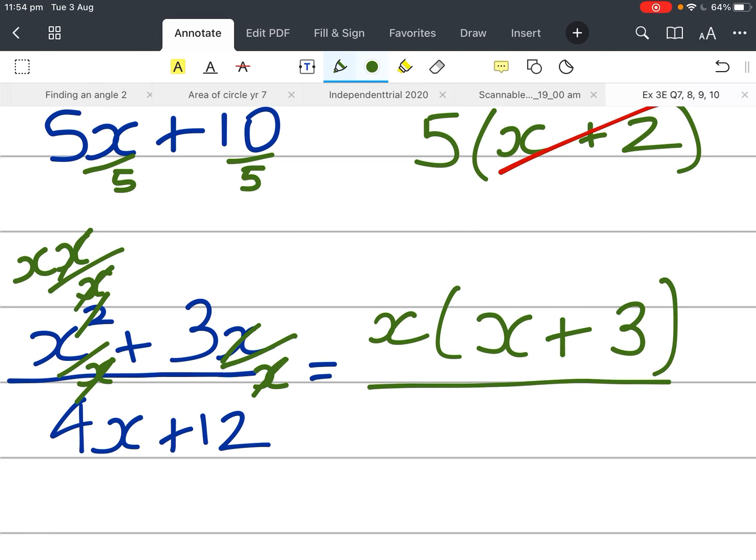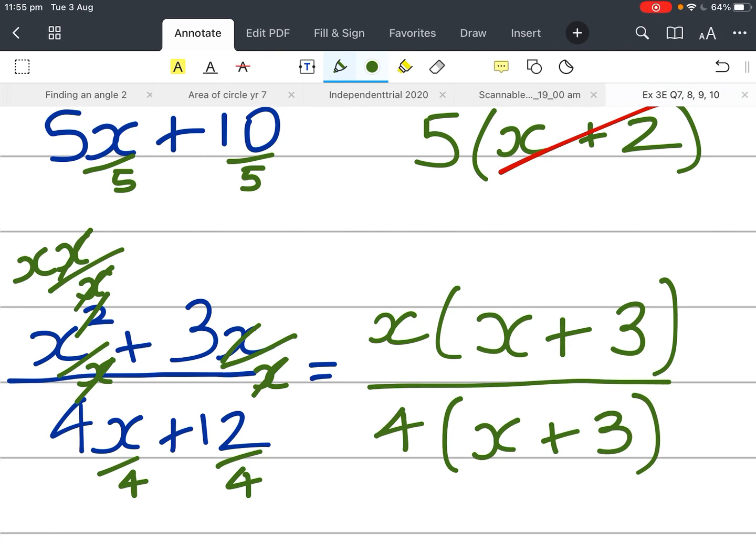Let's factorise the bottom one. 4x plus 12. What goes into 4 and 12? Well, does the smaller number 4 go into 12? Yep, sure does. So let's put down 4. And let's divide each of these by 4. How many 4's in 4x? Sorry, 4x divided by 4, should have said, is x. 12 divided by 4 gives me 3. Think you know what to do? Off you go then if you know what to do. Pause the video if you need to.